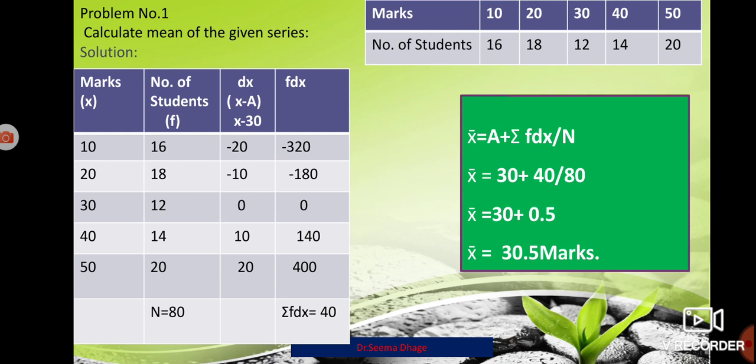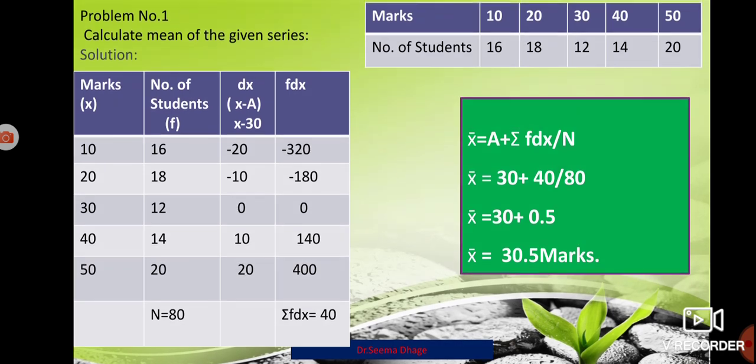Now we are applying the formula x bar is equal to a plus sigma f dx upon n. Here a is assumed mean. As you know, we have selected 30 as our assumed mean. So x bar is equal to 30 plus sigma f dx, which is 40. You should observe our fourth column: sigma f dx was 40. So 40 divided by the total number of students, that is 80. So 40 divided by 80, x bar is equal to 30 plus 0.5. X bar is equal to 30.5 marks. Here our mean is 30.5 marks.